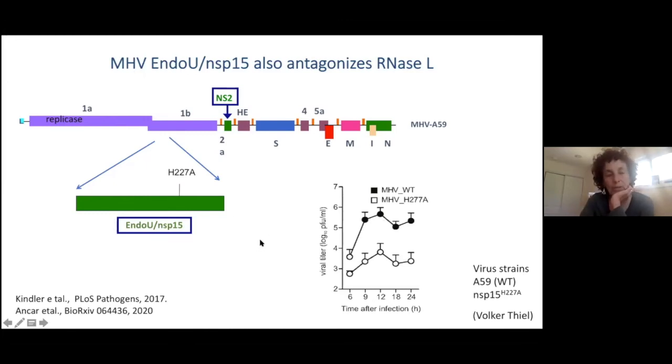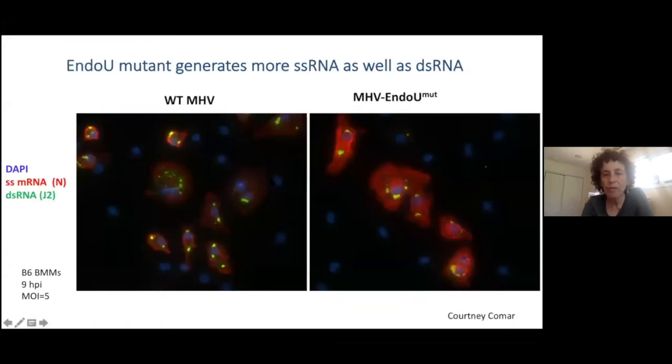Both Volker's lab and Susan Baker's lab showed that the Endo U mutants produced a lot more double-stranded RNA in infected cells. It wasn't really known what the substrate for Endo U was. So here we infected bone marrow derived macrophages more recently, and we stained both for single-stranded RNA by FISH and for double-stranded RNA using an antibody. We can see that, as Susan and Volker had published, there is more double-stranded RNA in the Endo U mutant infected cells, but there's quite a lot more single-stranded RNA. So even though the virus replicates quite poorly, it's actually producing a lot more single-stranded RNA.